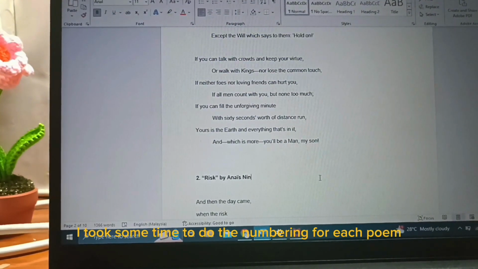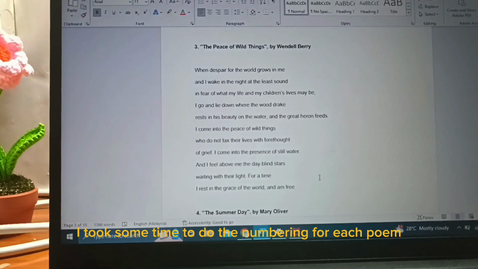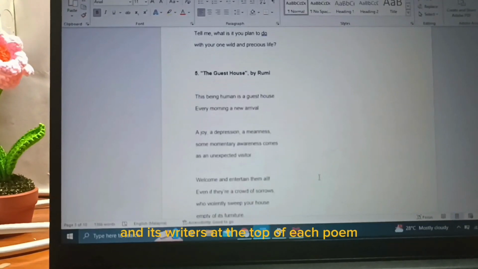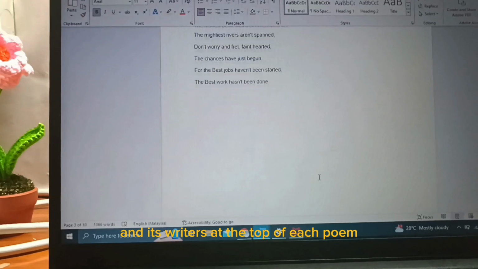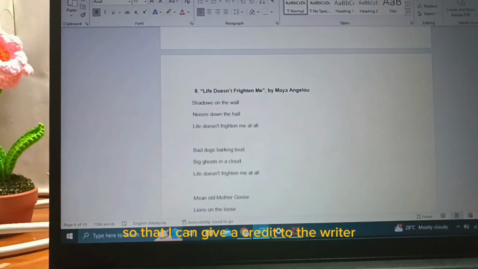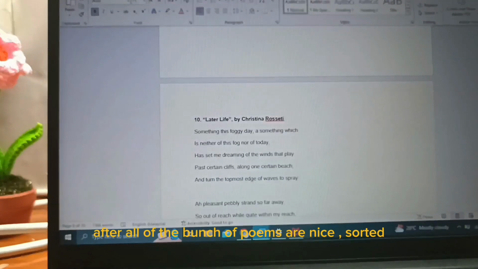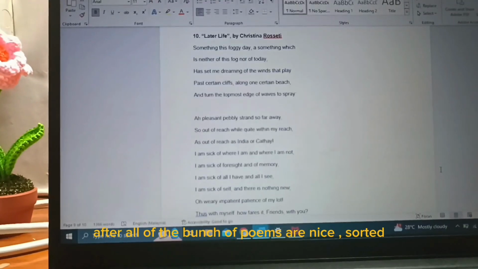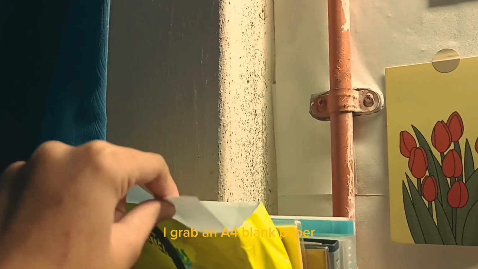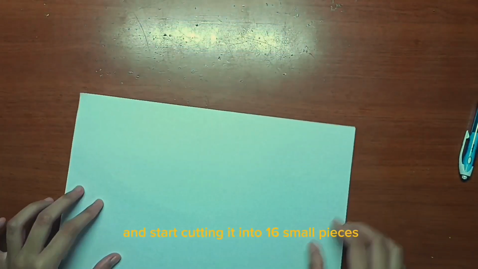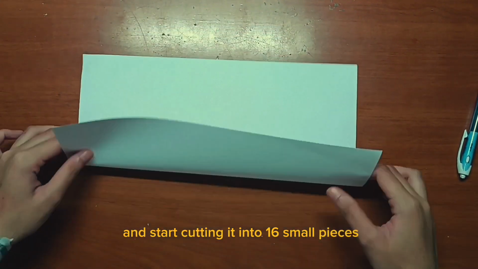Now, the 10 poems were already in one file. I took some time to do the numbering for each poem and write the title of the poem and its writer at the top of each poem so that I can give credit to the writer when I am doing my Cento later on. After all of the bunch of poems are nicely sorted and looking neat, I grab an A4 blank paper and start cutting it into 16 small pieces.